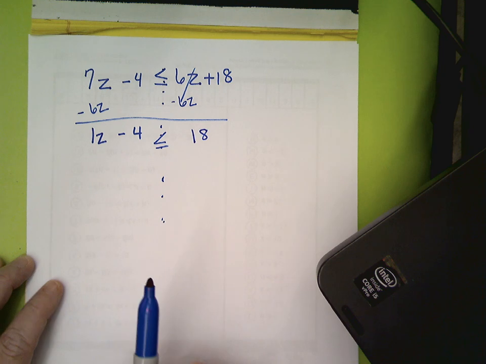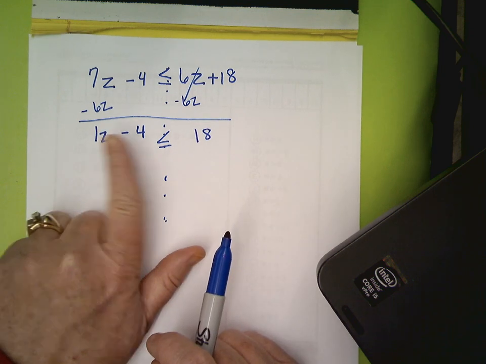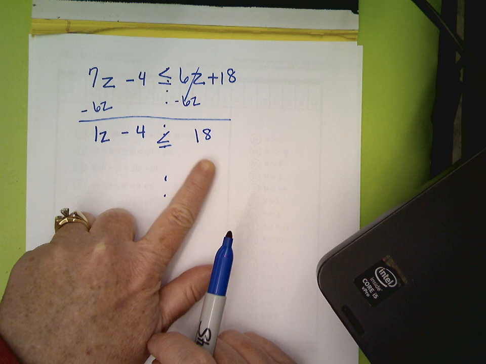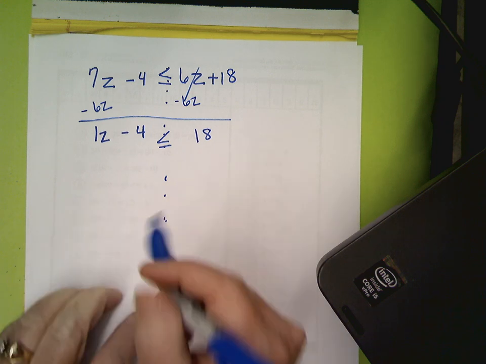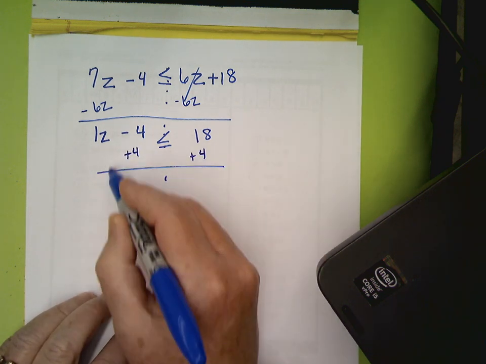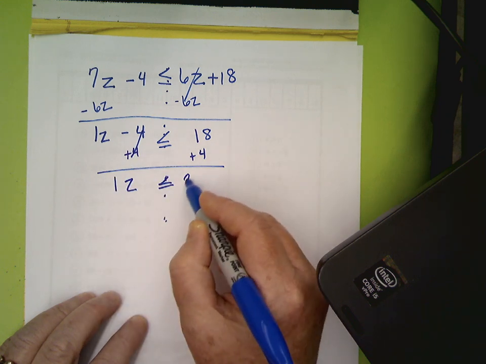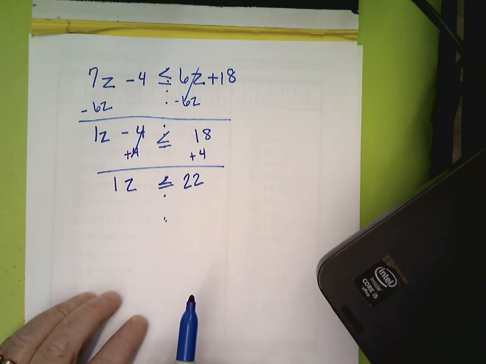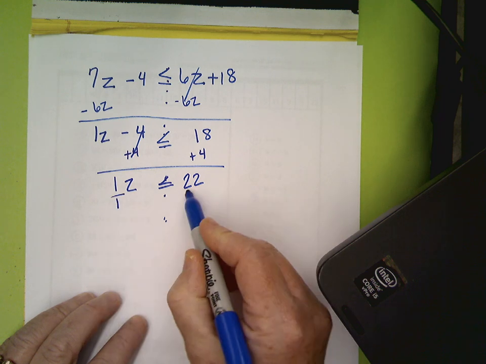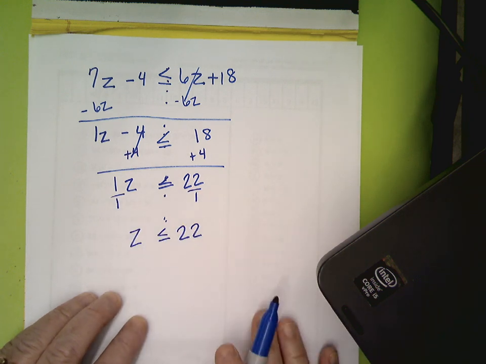Now, let me tell you why. I want this side to be for my letters, and I want this side to be for my numbers. So I need to get that 4 moved over here. So I'm going to add 4 to both sides. So I get 1z is less than or equal to 22. Then I need to divide by 1. So z is less than or equal to 22.